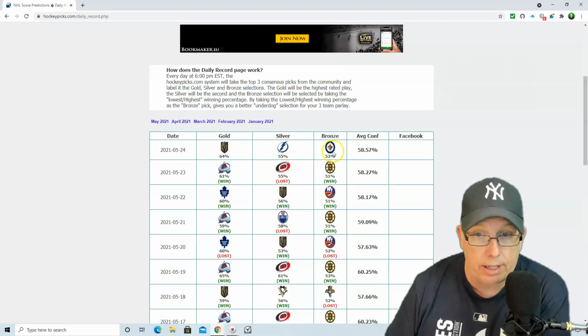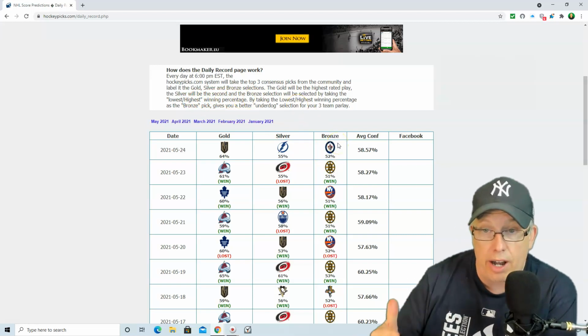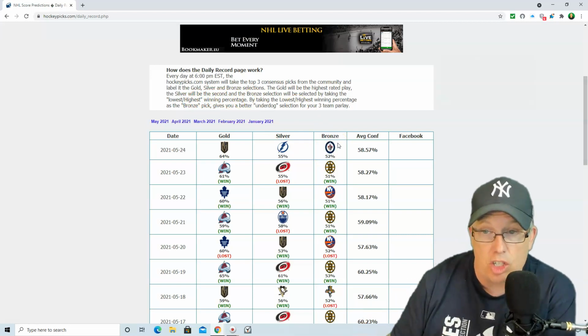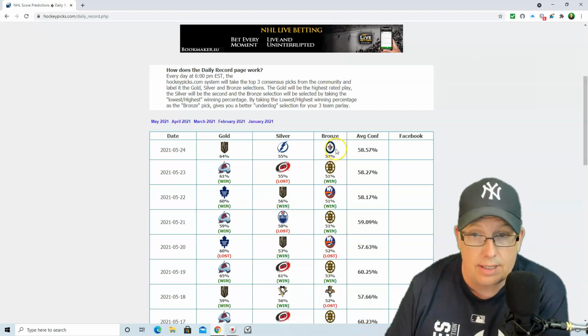55 are on Tampa Bay, and the underdog play of the day is Winnipeg at 52%. And we take the lowest, highest win percentage. So whatever the lowest, highest win percentage is, that's the long shot of the night. And tonight's long shot is the Winnipeg Jets.